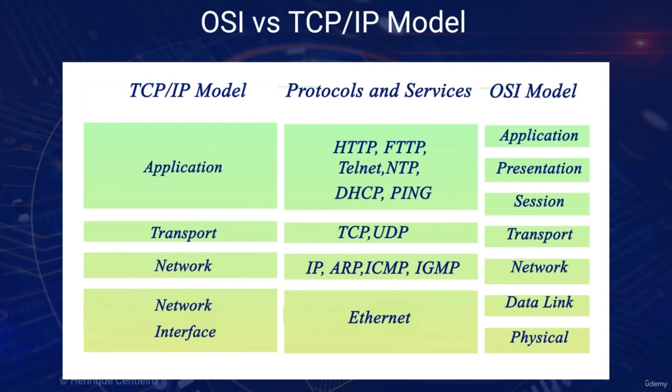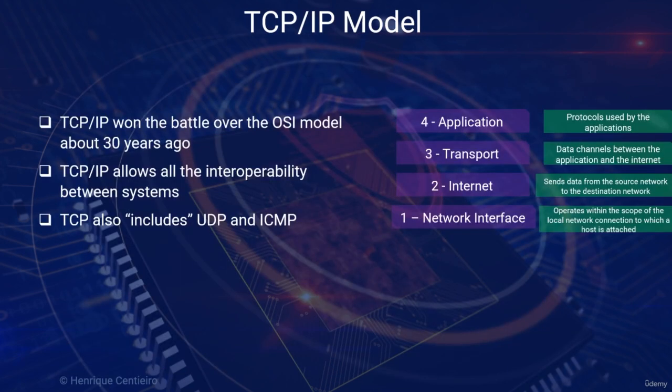Now, as you can see here, the TCP/IP model is quite a bit simpler to understand, and instead of 7 layers, it has only 4 layers. So what is the TCP/IP model? TCP stands for Transmission Control Protocol, while IP stands for Internet Protocol. And this is widely used on the internet nowadays. Many times we don't even call it TCP/IP anymore, we just call it IPv4 and IPv6, but basically we are talking about the same thing.